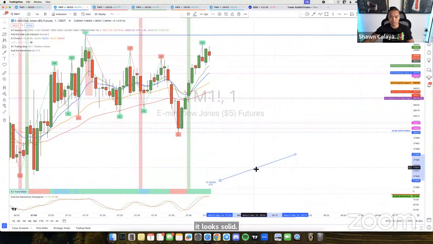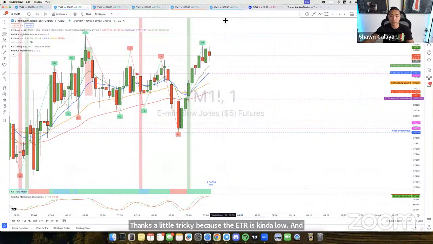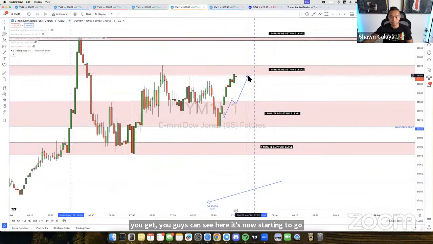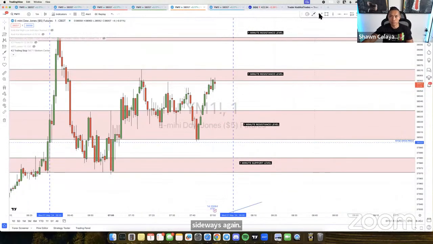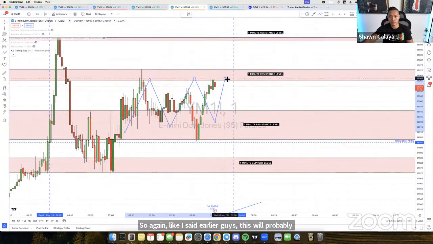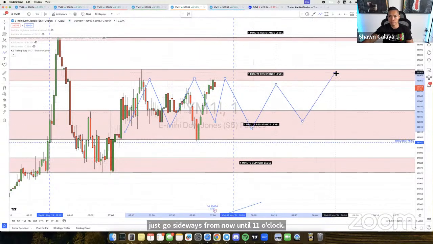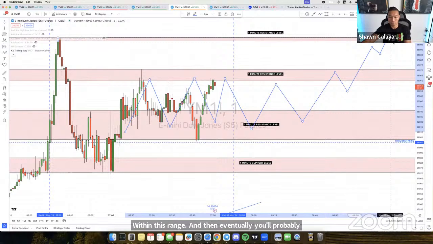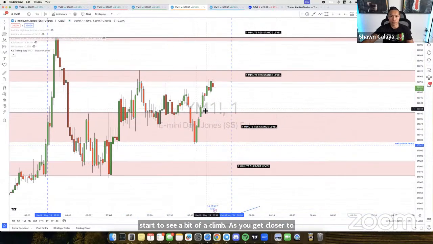And you guys can see here it's now starting to go sideways again. So again, like I said earlier, guys, this will probably just go sideways from now until 11 o'clock within this range. And then eventually you'll probably start to see a bit of a climb as you get closer to 11 when the interest rates are being released. Yeah, Daniel said so many setups on that push.